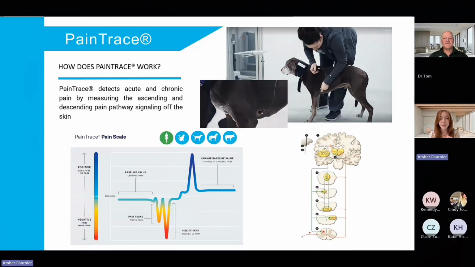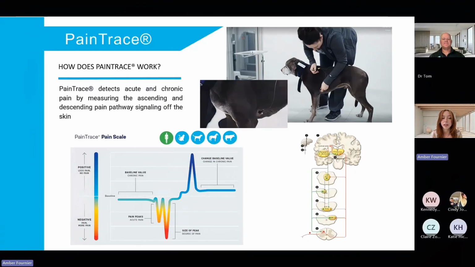But basically, the equilibrium between the ascending and descending signaling is what creates our baseline here. And the baseline is what represents the chronic pain state of the patient. It's almost like stepping on a scale. So as soon as the patient is hooked up to the device, you'll immediately be able to see the level of chronic pain. And that's based on where this baseline is settling relative to the y-axis.